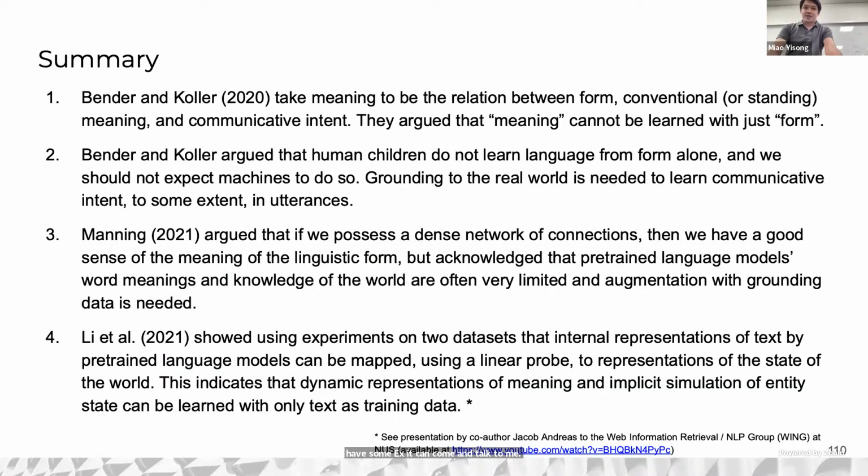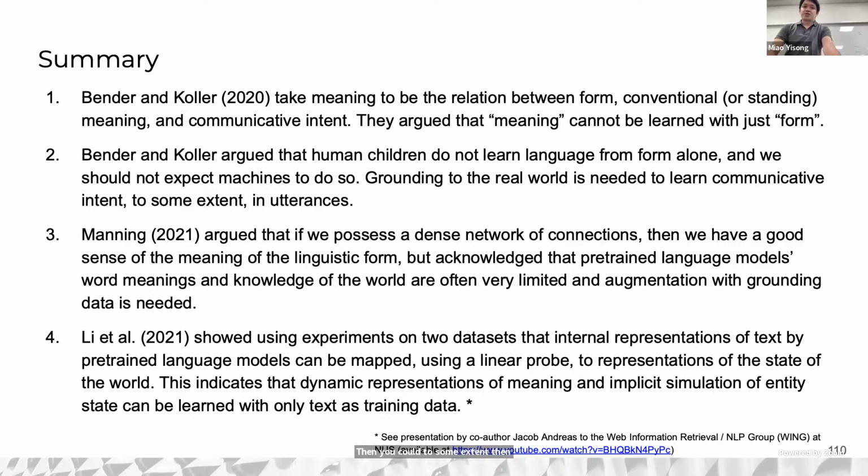And here is my summary. So the first paper, they argue that if you have only form as training data, you can never learn meaning. And then they say that human children also need some grounding to learn language. So we also shouldn't expect that our language model can do so if a human cannot. Then if you can augment your data with some grounding data, then you could, to some extent, learn communicative intent.